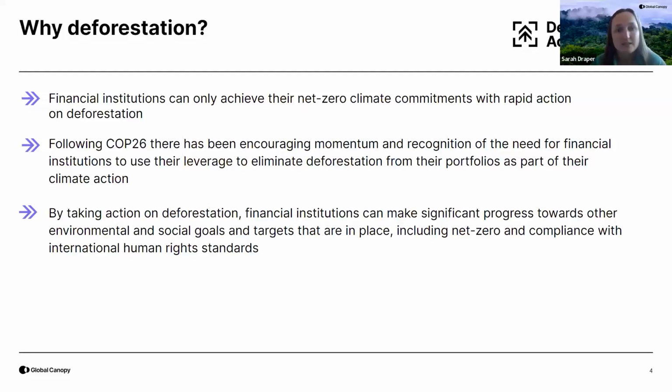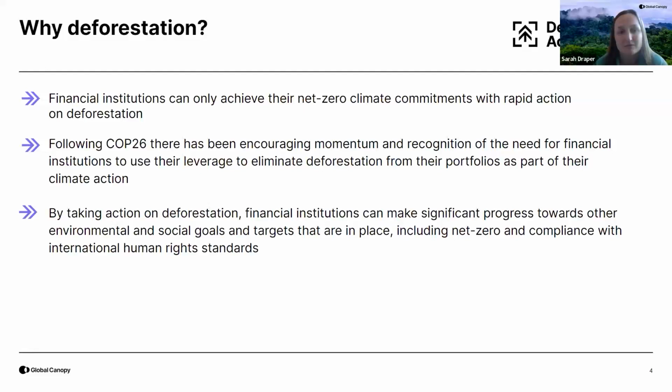In 2014, huge high-profile commitments were made to end deforestation by 2020, including the New York Declaration on Forests. But instead, deforestation rates actually increased by 44% between 2014 and 2020. And obviously, the deadline for those commitments has now passed. They aimed for 2020, and here we are halfway through 2023.